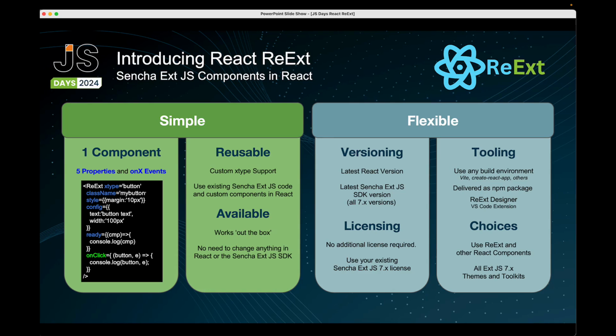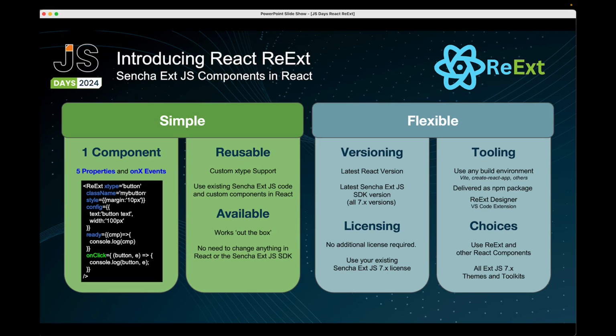We also wanted to keep the product flexible. As far as versioning goes, we wanted to have the flexibility of you being able to use the latest version of React and any new version that comes out. We wanted that to be available to you as new versions come out. We also want that to be true for the latest version of the ExtJS SDK. We support all 7.x versions, and as 7.8 is just around the corner, we have already tested and know that that version is compatible with ReExt.